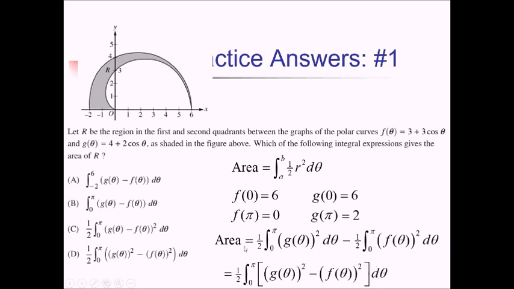Taking a look at the answer choices, that's going to be answer choice D. We have to be very careful here because each of these functions is being squared individually before the subtraction happens. You can't subtract them and then square, like they were doing in choice C. It doesn't work that way.